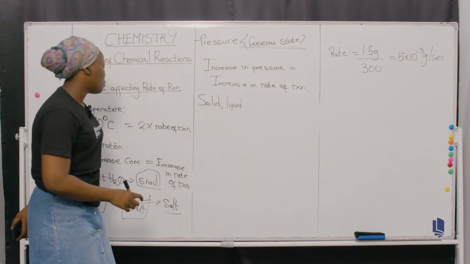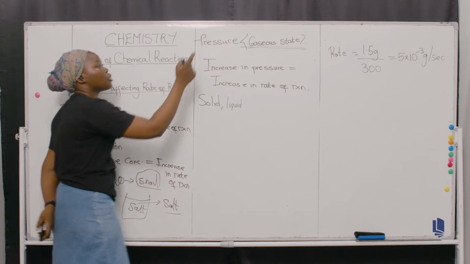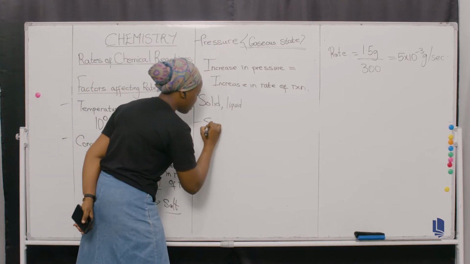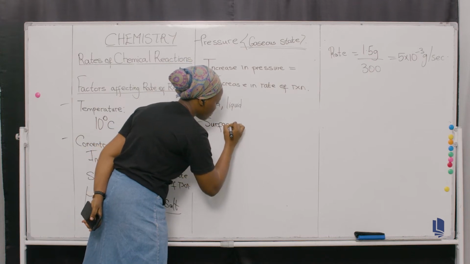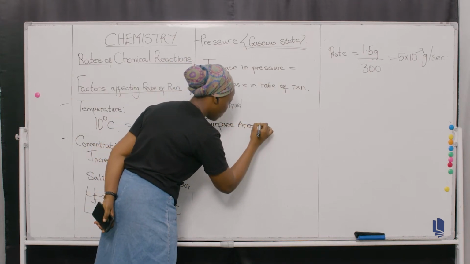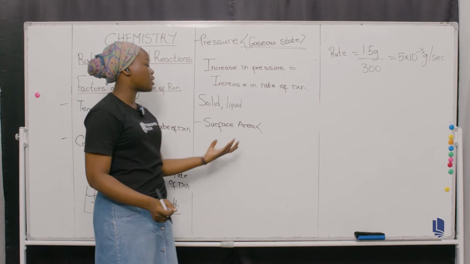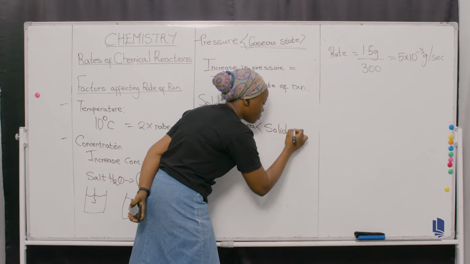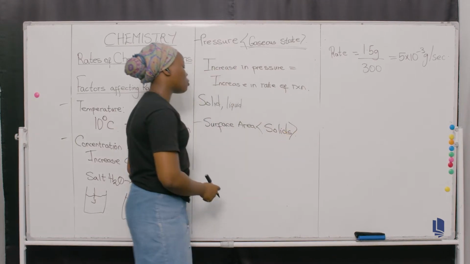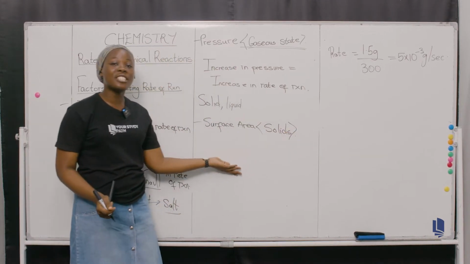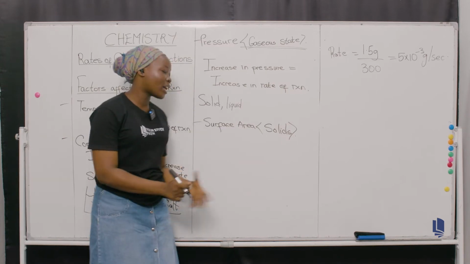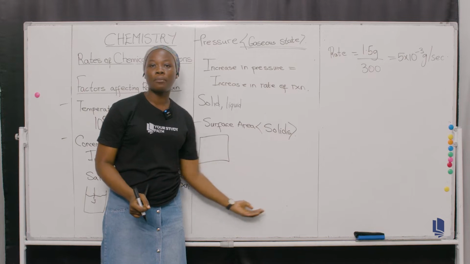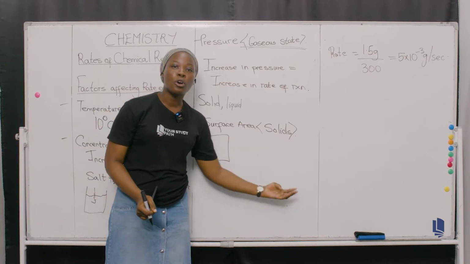And so we've mentioned three: temperature, concentration, pressure. Let's consider surface area. The factor surface area is peculiar to solids, right? An increase in the surface area, that means a wider surface area, would hasten the rate of reaction. That means it will increase the rate of reaction.